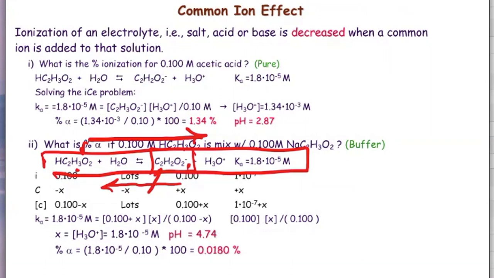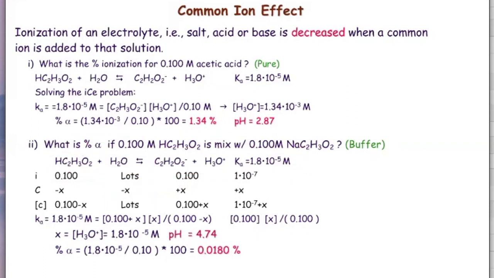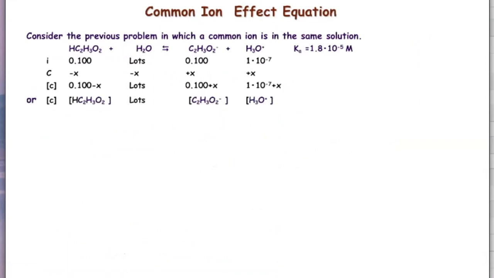So keep this in mind, because you guys are going to see that this is important in terms of buffers, because what we have here is something called a buffer. Okay. So this is the conclusion. Ionization decreases in the presence of a common ion. So let's take a look at this other problem. Consider the previous problem in a common ion. This is already what we solved.